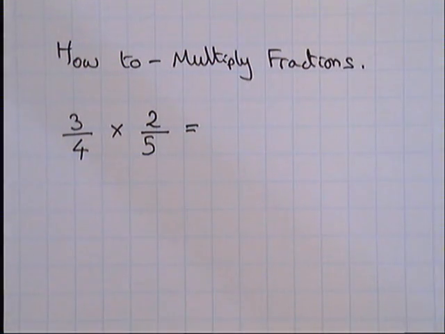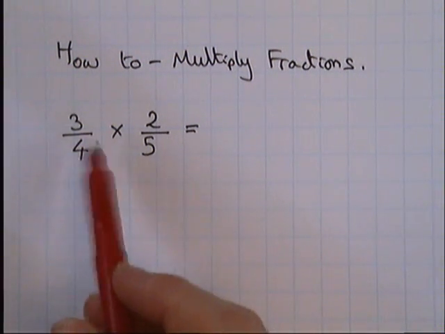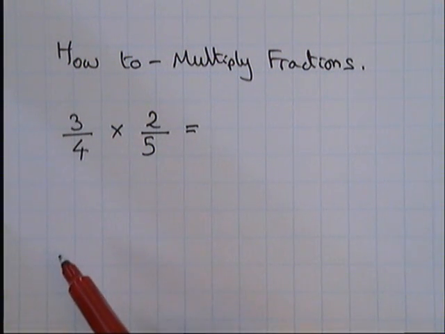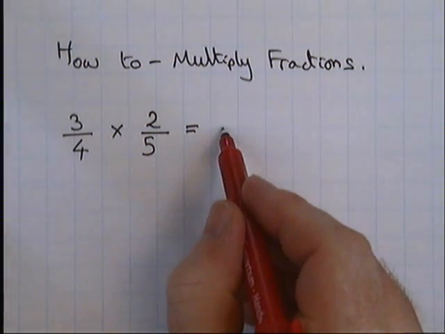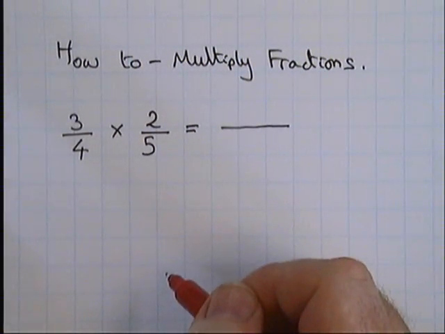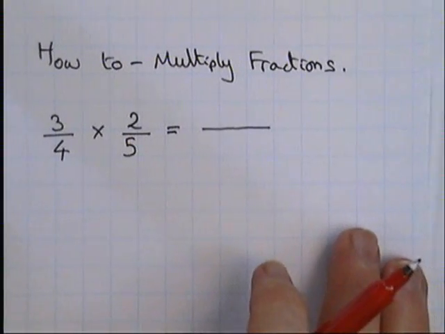Okay, here's a quick video on how to multiply fractions. So the fraction we're going to start off by looking at is 3/4 of 2/5. Now for fractions, multiplying is actually the easiest operation that we have to do.